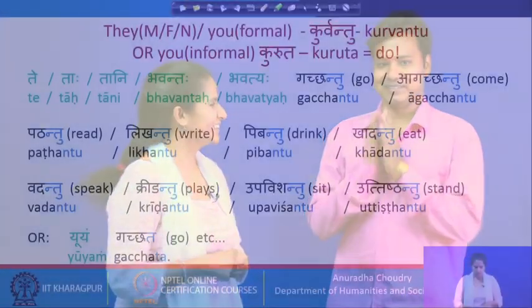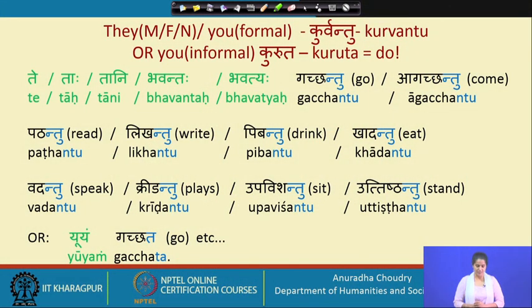khadantu, all of you, khadantu, pibatu, pibantu, likhatu, likhantu, pathatu, pathantu, vadatu, vadantu, great, kridatu, kridantu, you got it, upavishatu, uttamam, upavishantu, uttishtatu, uttishtantu, uttamam. Dhanyavada. Now we have it written out here.